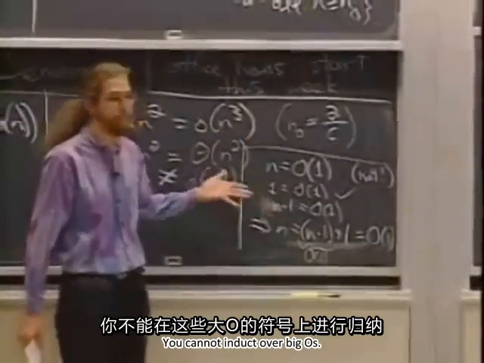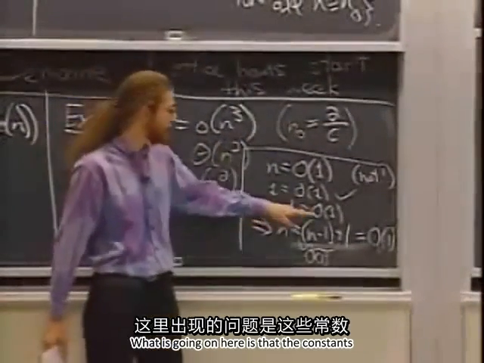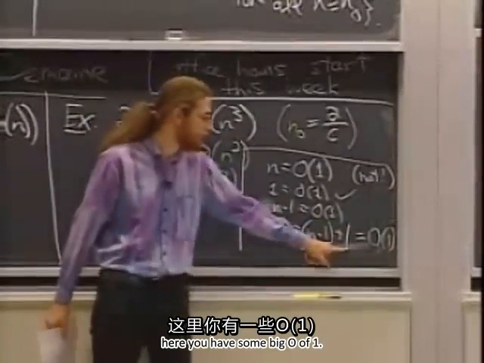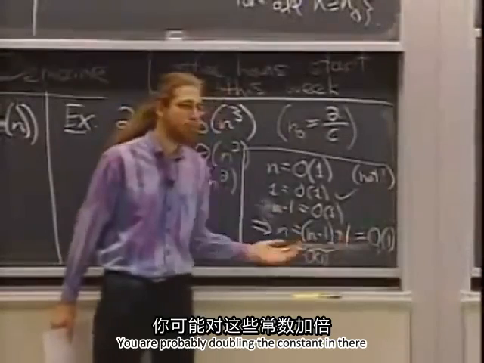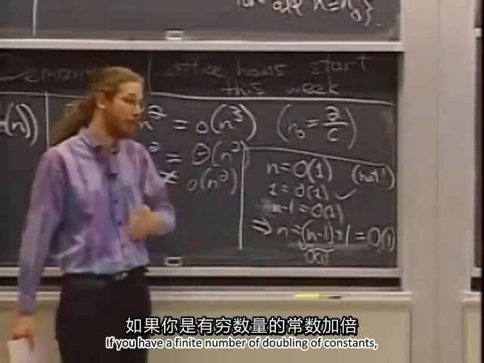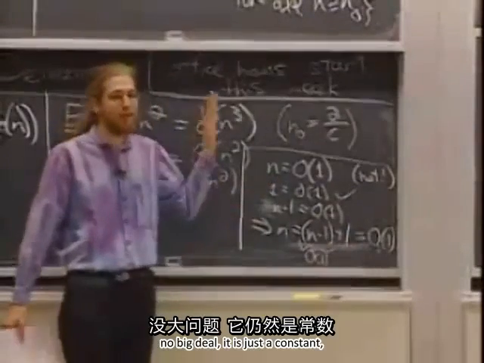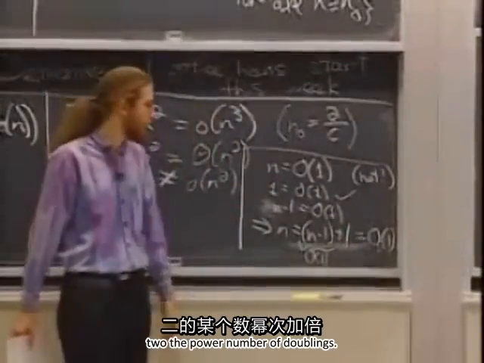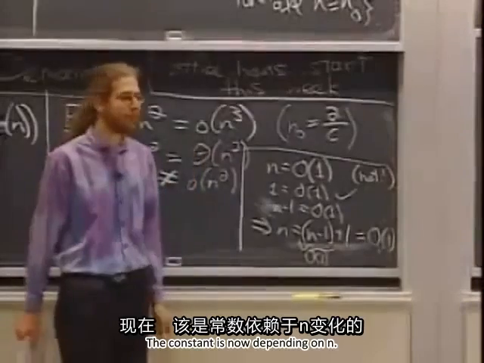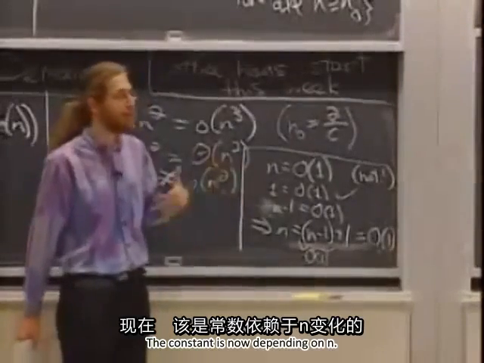You can't induct over big O's. What's going on here is that the constants that are implicit in here are changing. Here you have some big O of 1. Here you have some big O of 1. You're probably doubling the constant in there every time you do this relation. If you have a finite number of doublings of constants, no big deal. It's just a constant, 2 to the power number of doublings. But here you're doing n doublings, and that's no good. So the constant is now depending on n.